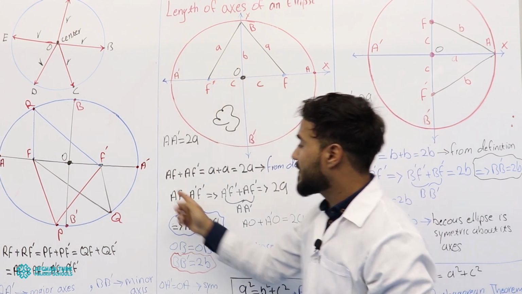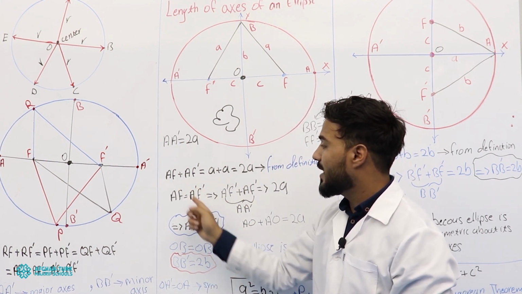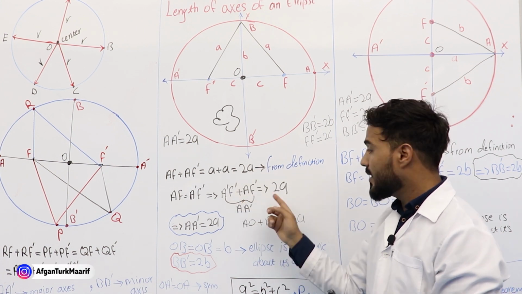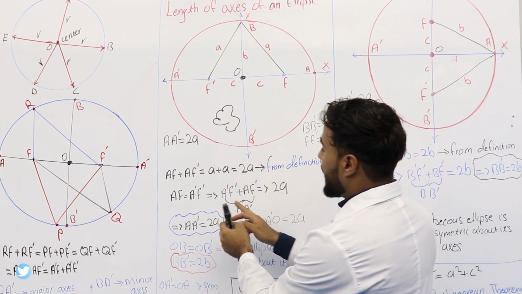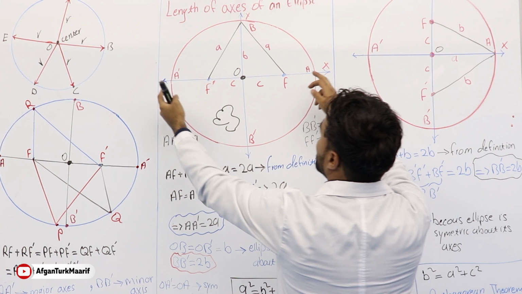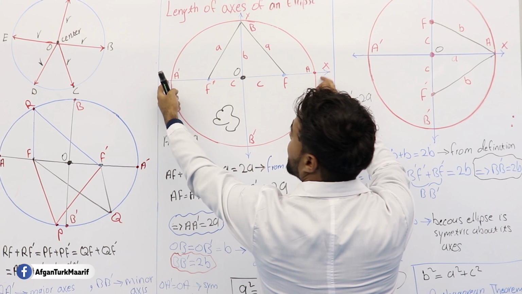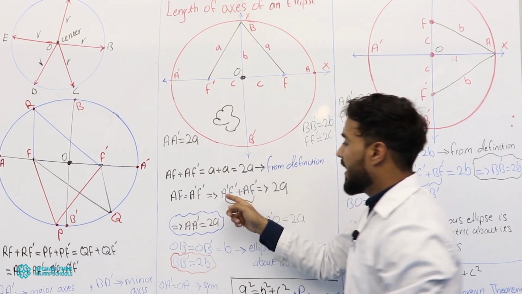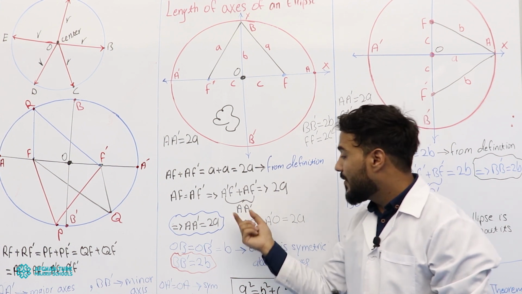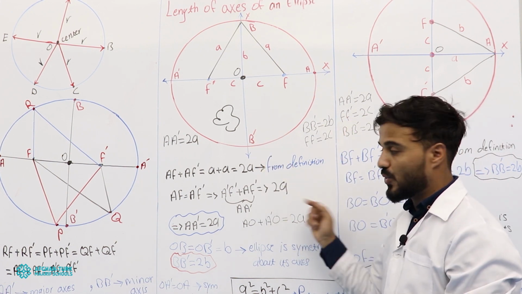So now instead of this AF, we can write A prime F prime. When we put A prime F prime instead of AF, we will get A prime F prime plus AF prime is equal to 2a. Here you can see A prime F prime is this distance and AF prime is this distance. So this distance plus this distance is equal with the major axis of this ellipse. It means that A prime F prime plus AF prime is equal to A prime A. So now A prime A is equal to 2a. It means that the major axis of this ellipse is equal to 2a.